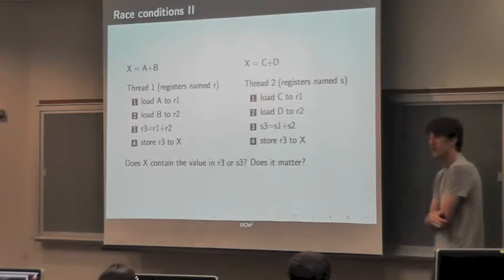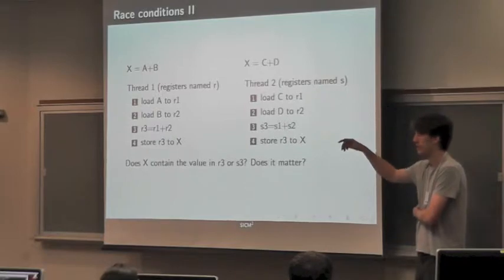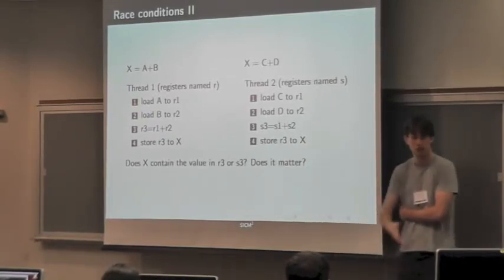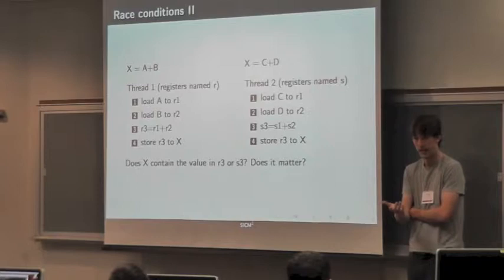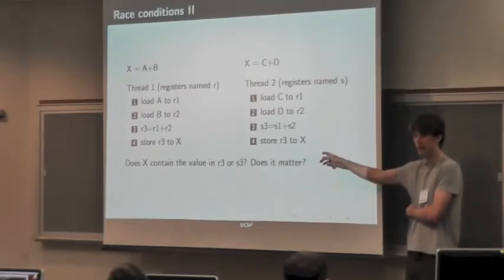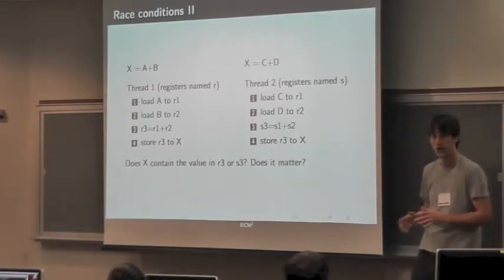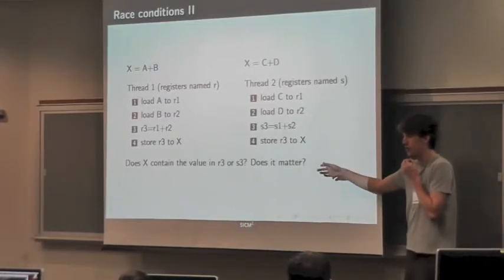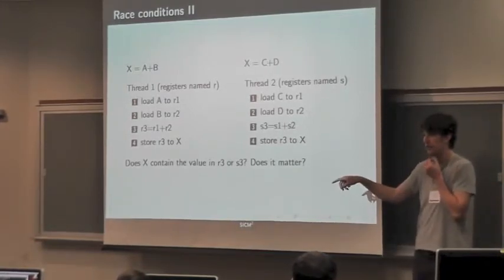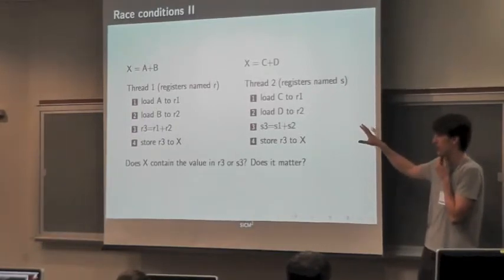All right, so now I changed the input. Now thread 1 does A and B, and thread 2 does C and D. Again, this is S3. So now, do we know what the result is? We know it's whoever finished last. And it does matter now, because unless A plus B equals C plus D, for all cases of A, B, C, and D that you could possibly generate and put in your program, it does matter. So you will get one value of X for the case where thread 1 finishes first, and another value of X for the case where thread 2 finishes first.